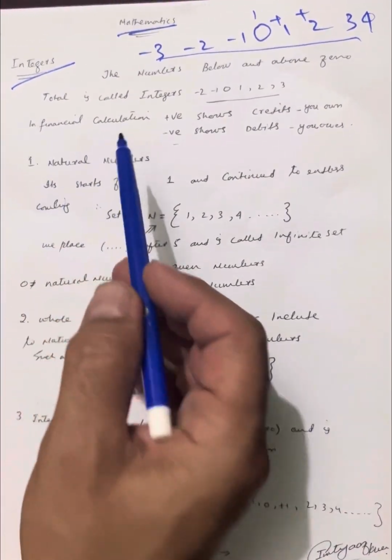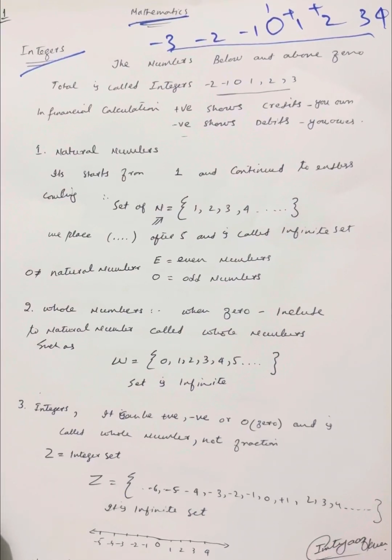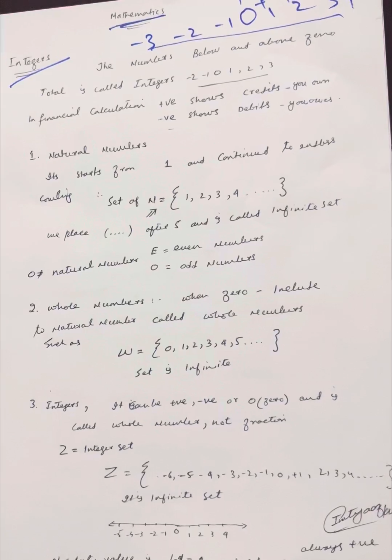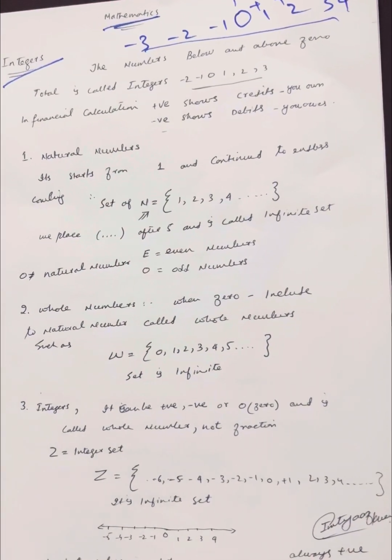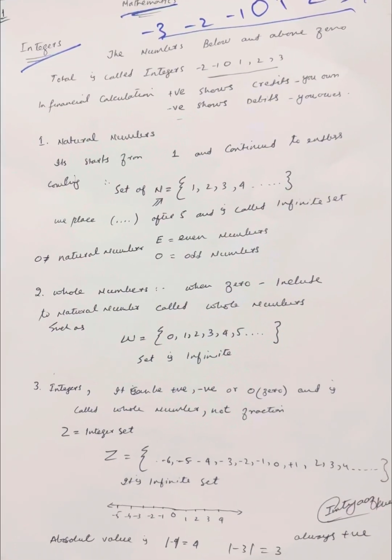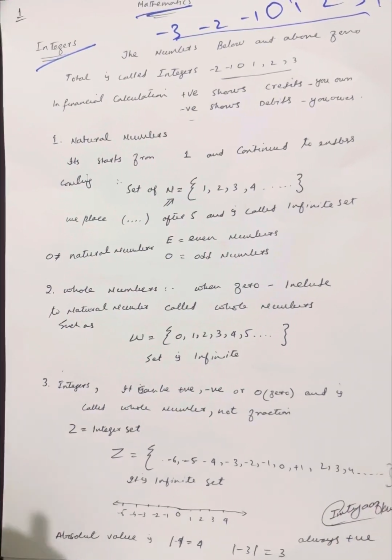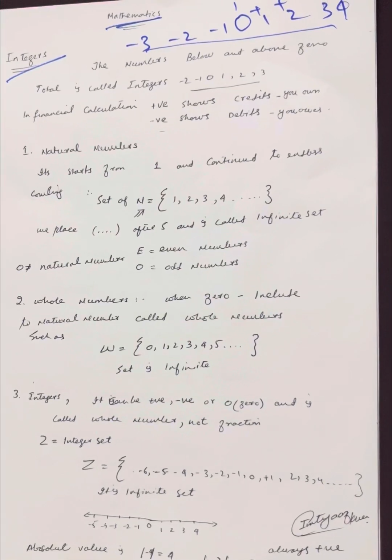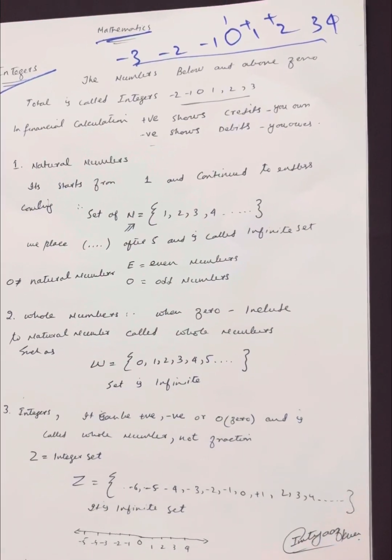In financial calculation, positive is taken as a credit and negative is taken as a debit. Or in weather change, sometimes it's positive, sometimes negative. There are many other applications, which I will share with you.